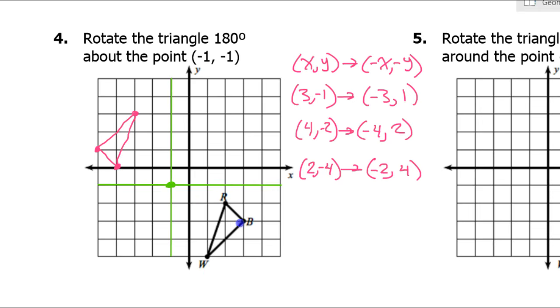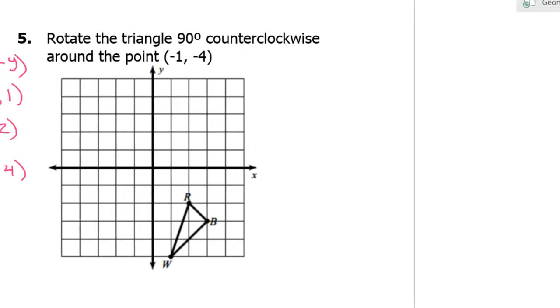Okay, so let's see. So this must be W, and this must be, I'm sorry, W prime, and this will be B prime, and this will be R prime. All right, let's practice that again for problem number 5.